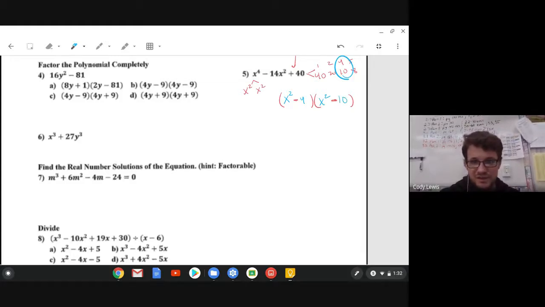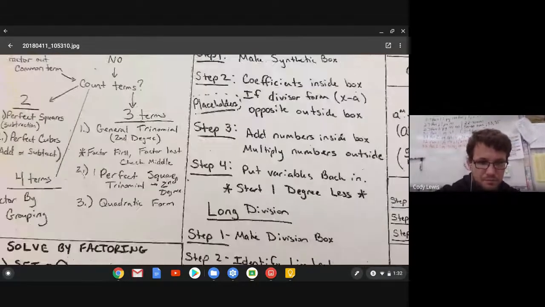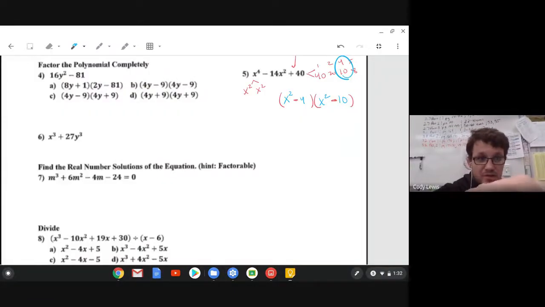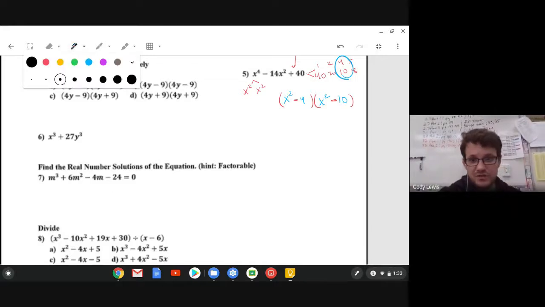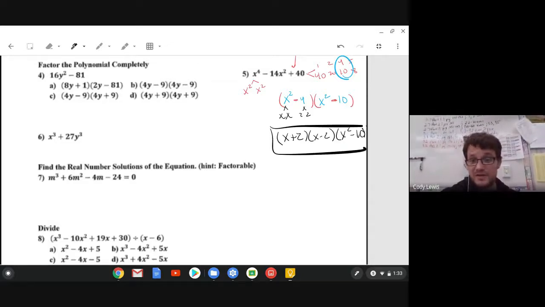Now, like I said, this is actually quadratic form. So this is number 3 underneath this GPS. Now, the last thing we have to do is, because it's still an x squared at the end, we do have to make sure that this can't be broken down. And actually, this one can, because 4 is a perfect square. So for number 5, your actual best answer is x plus 2, x minus 2, and then x squared minus 10. And we don't have to break down x squared minus 10 because 10 is not a perfect square. But if that was x squared minus 100, then I would have to break it down. Good? Not good? Maybe? I'm good. Good. All right, cool.